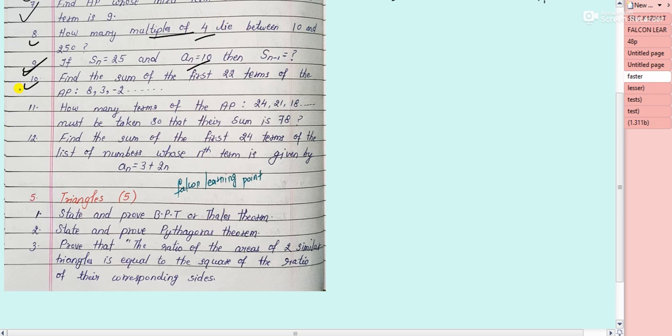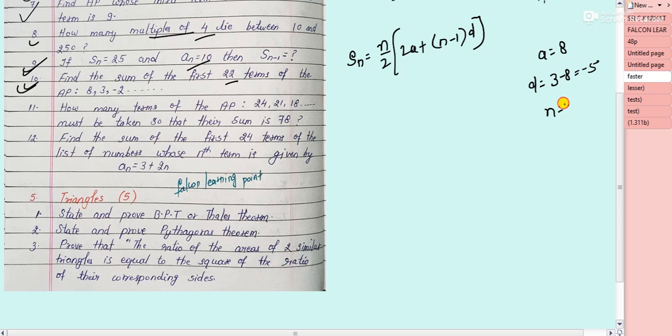So now coming to question number 10. Find the sum of the first 22 terms of the AP 8, 3, minus 2 and so on. So here they have asked the first 22 terms, so Sn you have to use, the sum of n terms. So this is the formula. You have to remember this formula, and if you write it, you will get half marks at least. So a is 8. What will be d? a2 minus a1. So this is minus 5. This is very important.